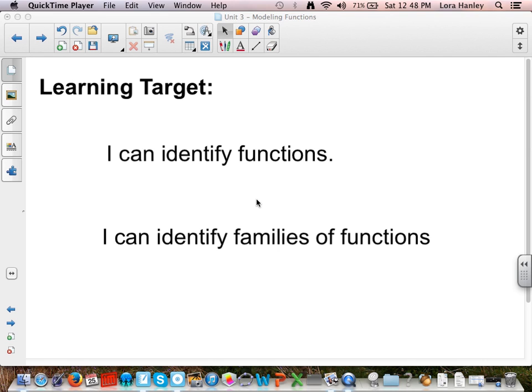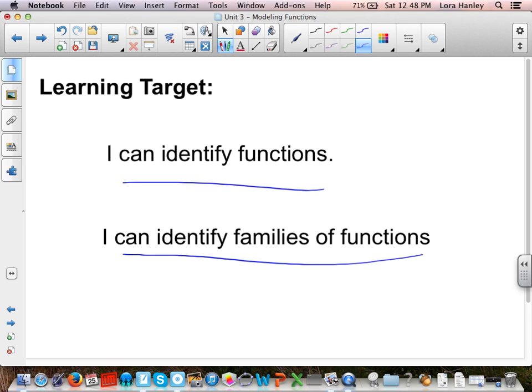Going to be able to identify functions as well as identify families of functions and their parent functions and equations.